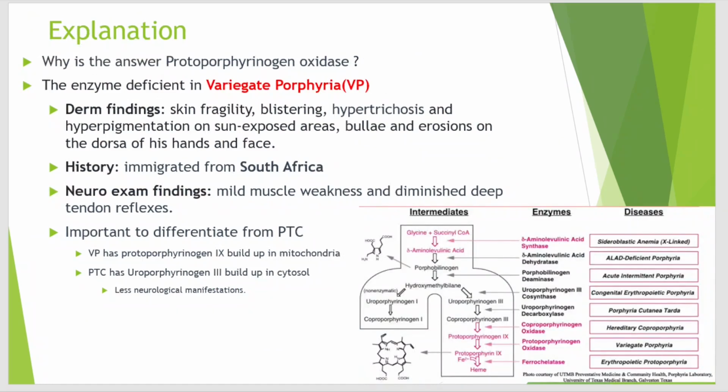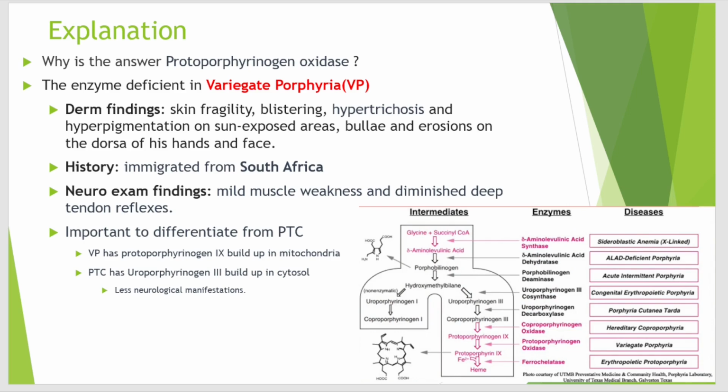So look at the chart in the bottom right: variegate porphyria, and protoporphyrinogen oxidase is the enzyme just lateral to it, and it's a red enzyme, so that means it's a mitochondrial-based enzyme. Do note your skin findings are pretty consistent with PCT. However, you also have added neuro findings, and abdominal pain can be found as well. How do you differentiate this from PCT?